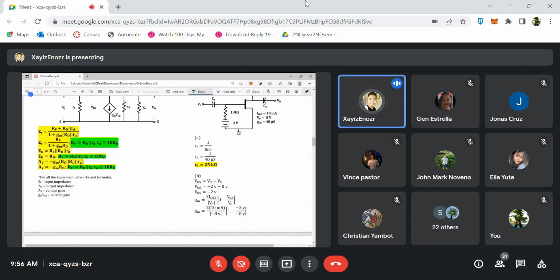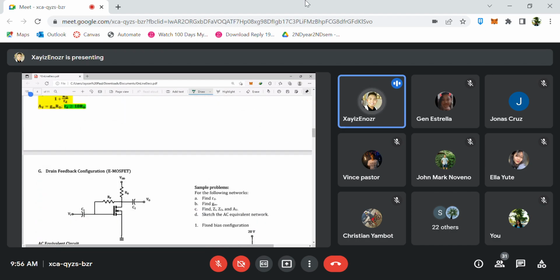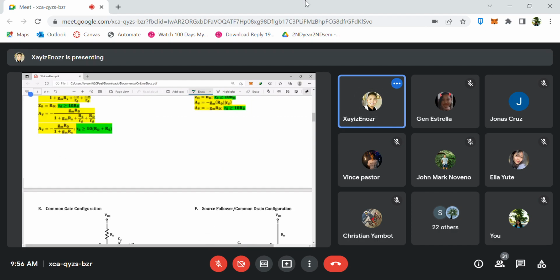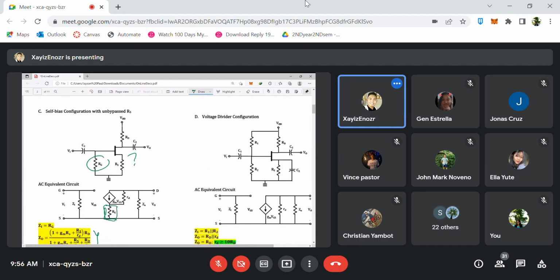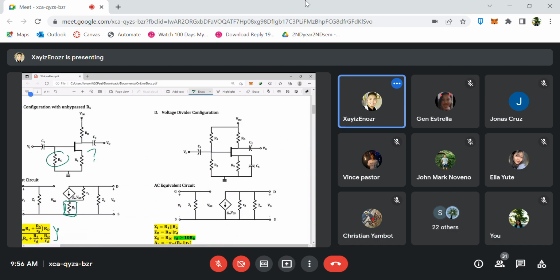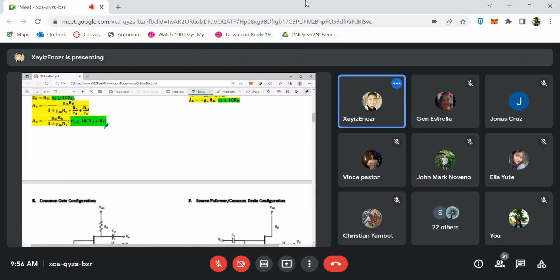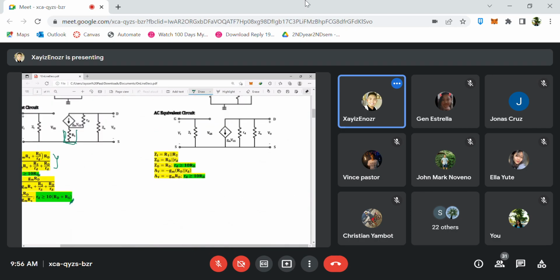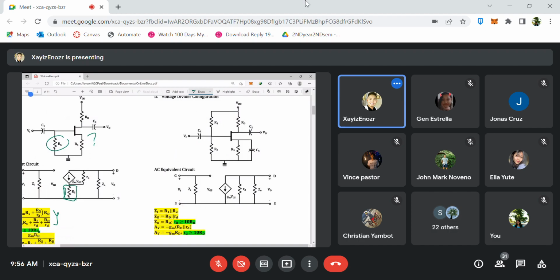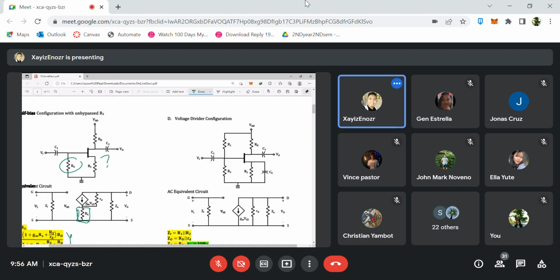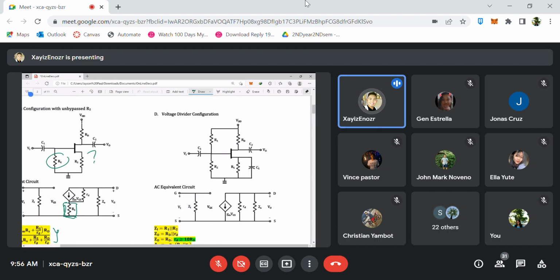Next tayo, common source. Common source pa rin yun. So, next, we have here naman the voltage divider configuration. Common source pa rin ito. So pang-apat na to, common source. Common source na voltage divider configuration.